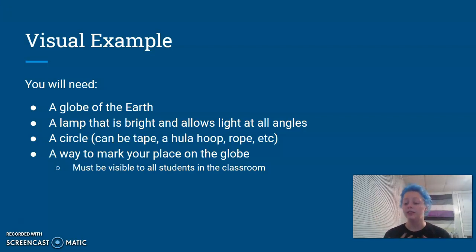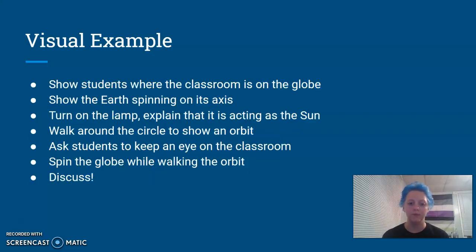I used a sticky note that I kind of folded up accordion style so that students could see it at any angle. It's important that all students in the classroom are able to see this point because it is the focal point that you're going to want their attention to be on. So you're going to want to point out that point where your classroom is labeled on the globe. Show it to students, make sure that they know, hey, this little orange guy, that's us.